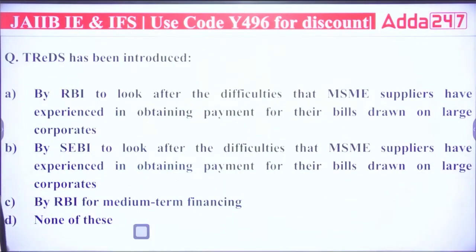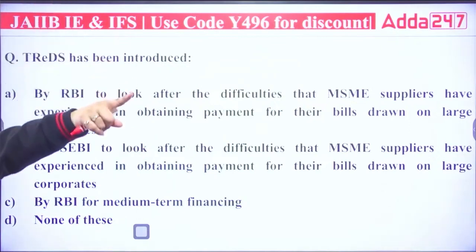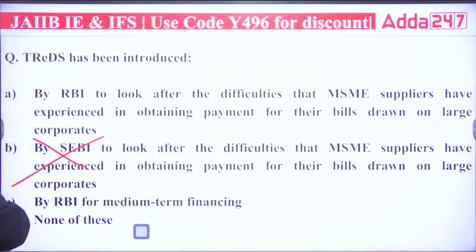Next question is talking about TReDS has been introduced. TReDS has been introduced by whom? By RBI, by SEBI or none of the above. So we have discussed that RBI introduced TReDS. It means you can eliminate the B option.